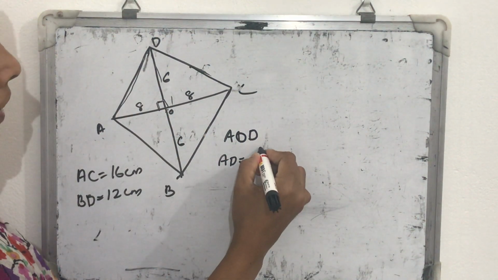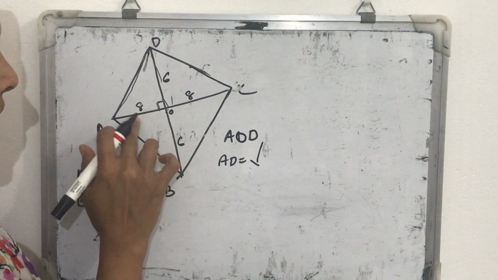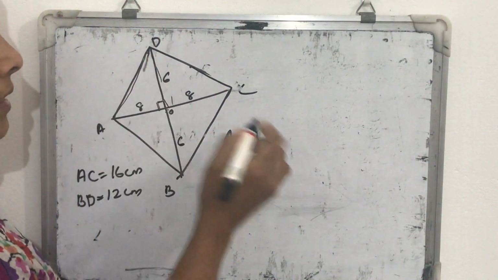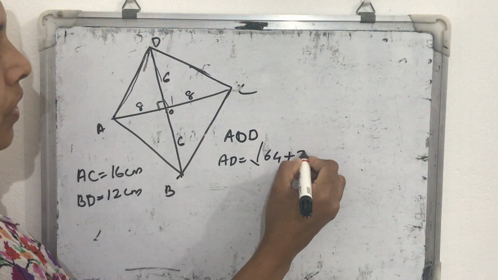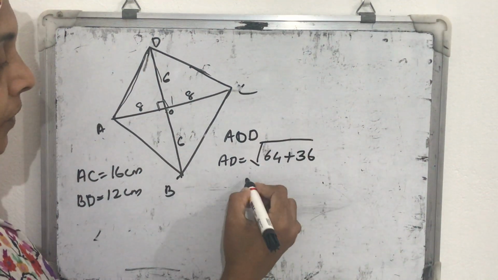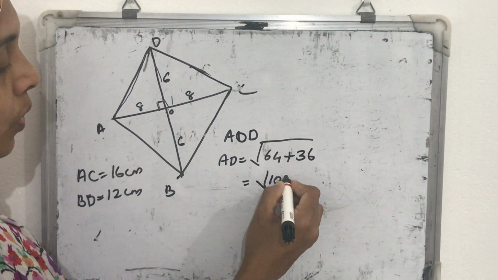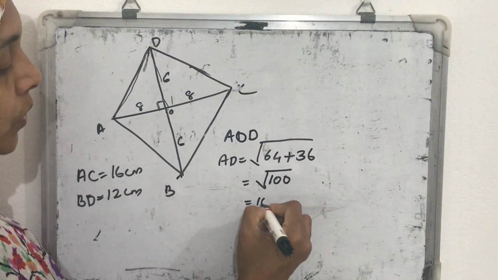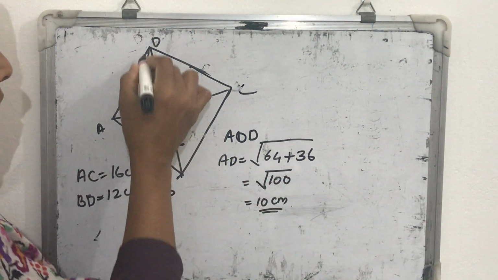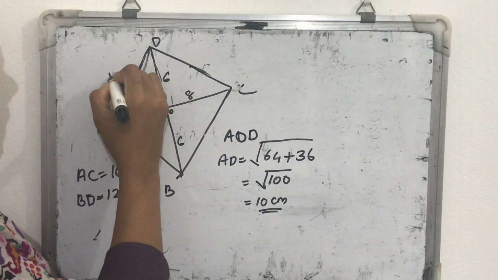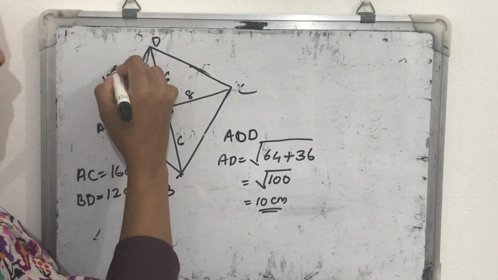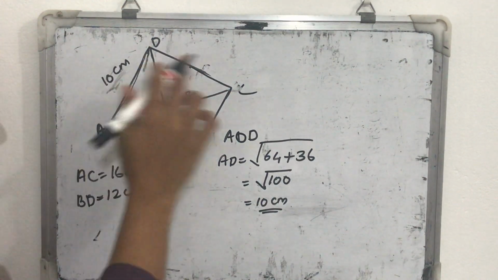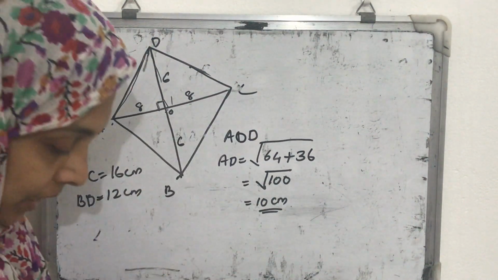Then AD will be equal to the square root of 8 square plus 6 square. 8 square we know, that is 64, and 6 square is 36. That means square root of 100, which is equal to 10 centimeter. Now we got this length AD as 10 centimeter. So AD is one side of that rhombus, so all sides will be 10 centimeter each.